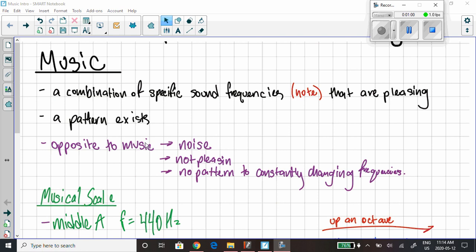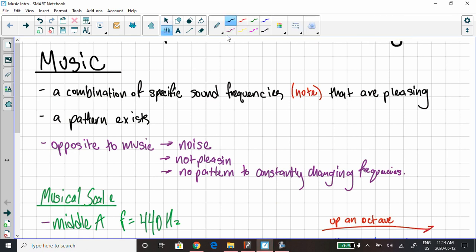The opposite of music is what we call noise. All right. And noise is not pleasing. There's no pattern, and it's constantly changing frequencies. You just don't know where to get your brain involved in it. That's noise. Now, let's talk about these notes a little bit more.